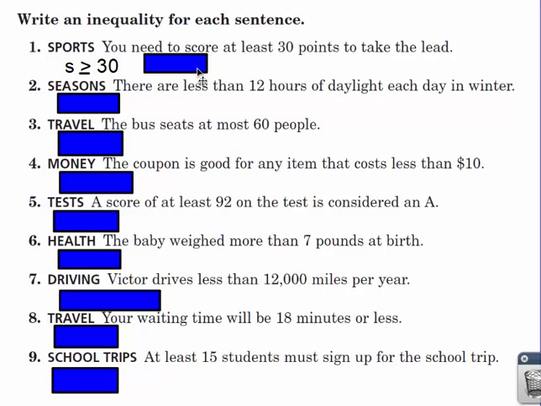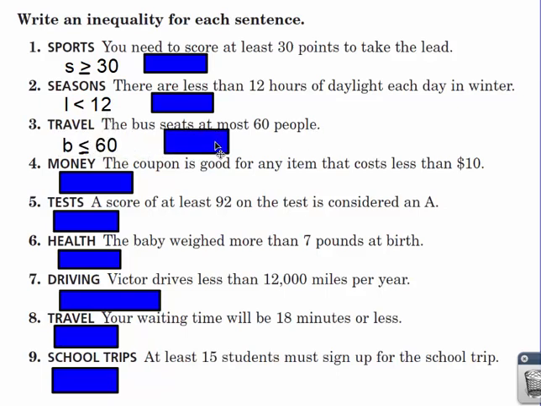Okay, number 2. There are less than 12 hours of daylight each day in winter. Light is less than 12. Number 3. The bus seats at most 60 people. So bus is less than or equal to 60. Number 4, a coupon is good for any item that costs less than $10. Okay, so it's got to be less than 10. So that one's kind of a given one. Cost is less than $10 for coupon.